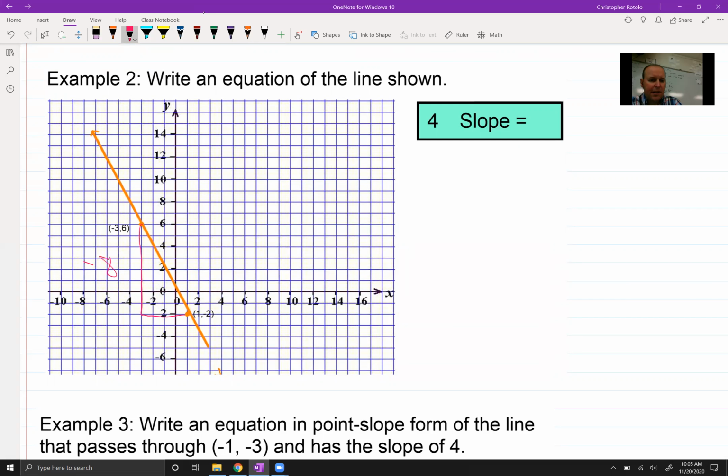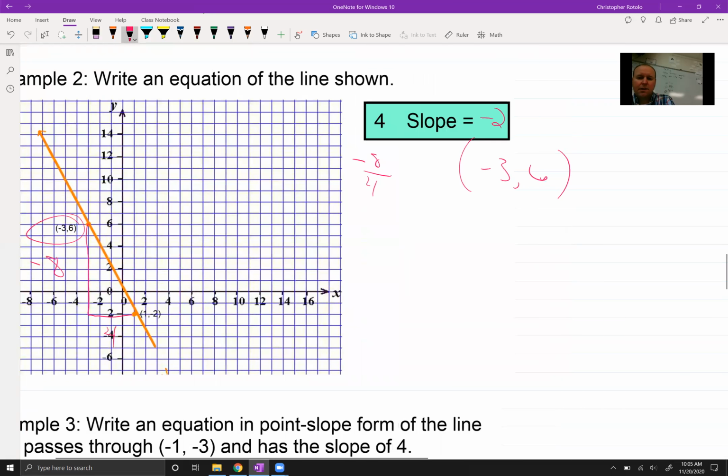All right, so it looks like I'm going down 8. I'm going over 1, 2, 3, 4. Oh my goodness, there should have been a nice point somewhere in the middle. So if I have negative 8 over 4, my slope is negative 2. I'm going to use the pair negative 3 paired with 6. All right, let's start dropping it in.